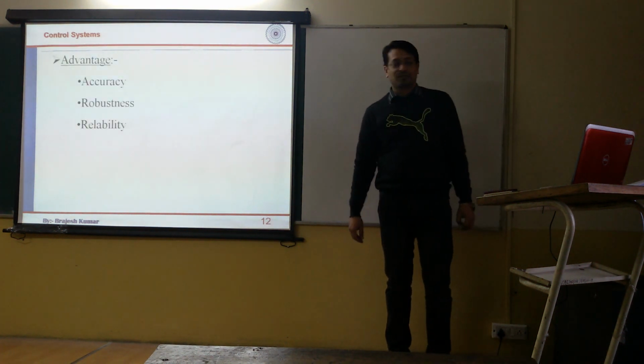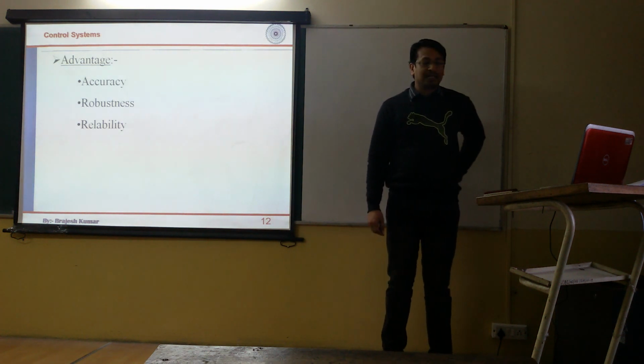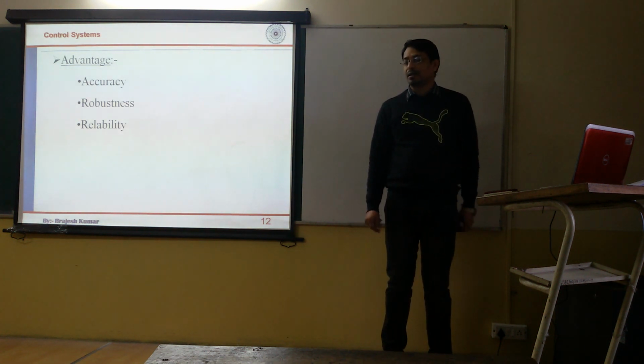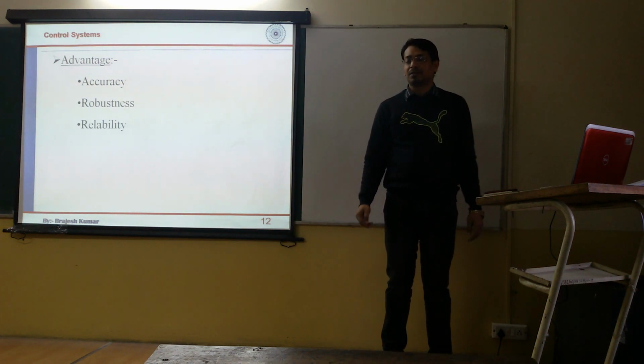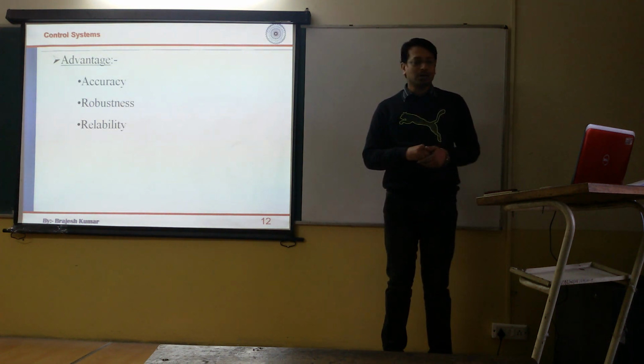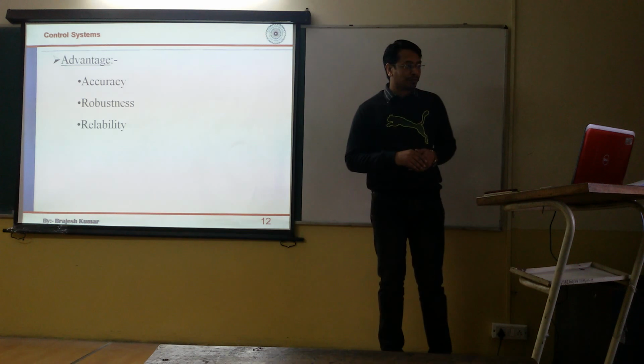Now coming to some advantages. Number one advantage is accuracy. Because here your controller is relatively more intelligent than the previous one. It has indirect knowledge of disturbances with the help of your response variable or control variable. So it will be more accurate. It can also tackle a change in disturbance in due course of time.